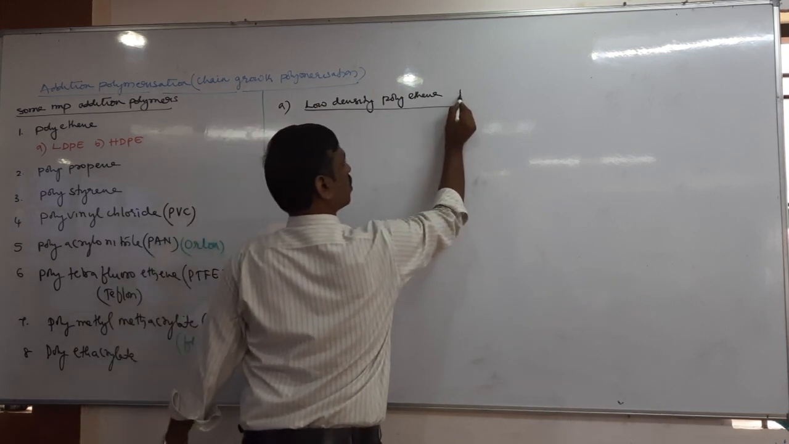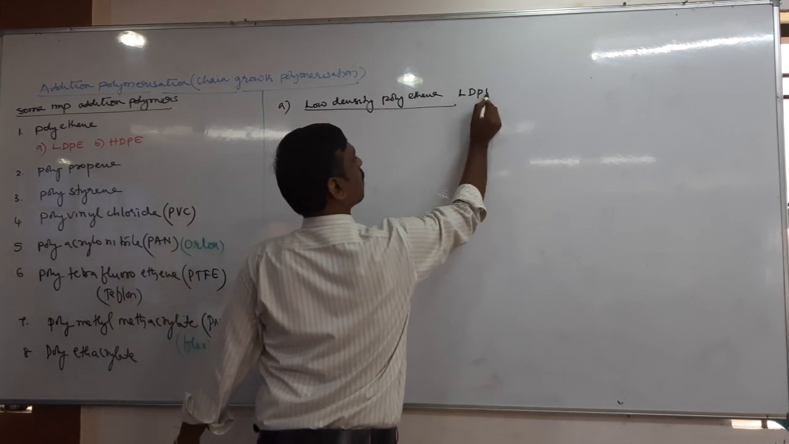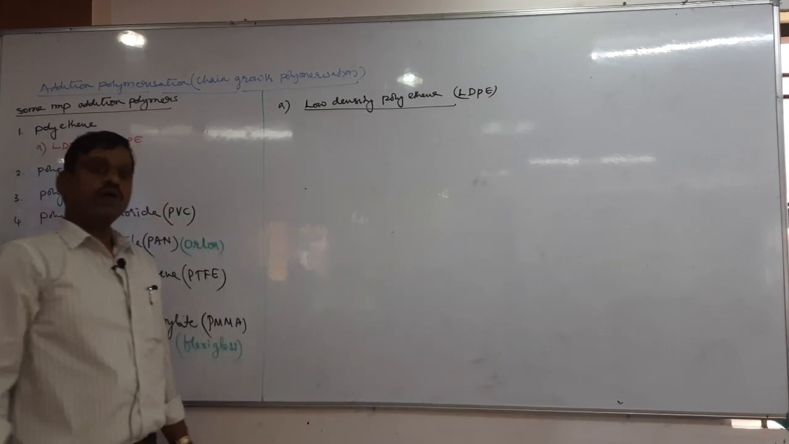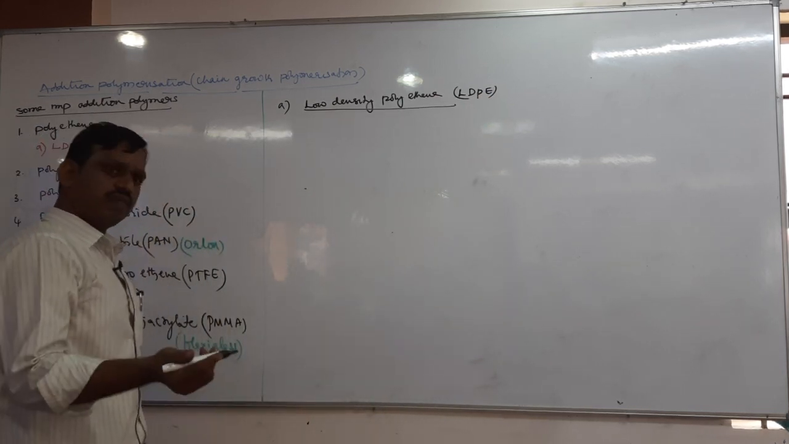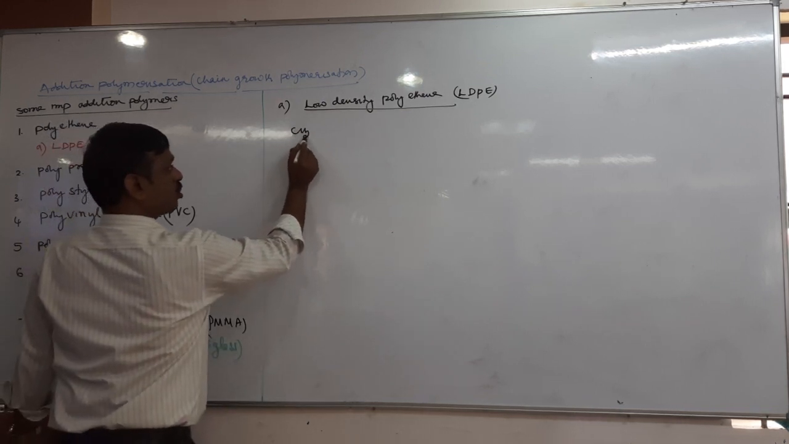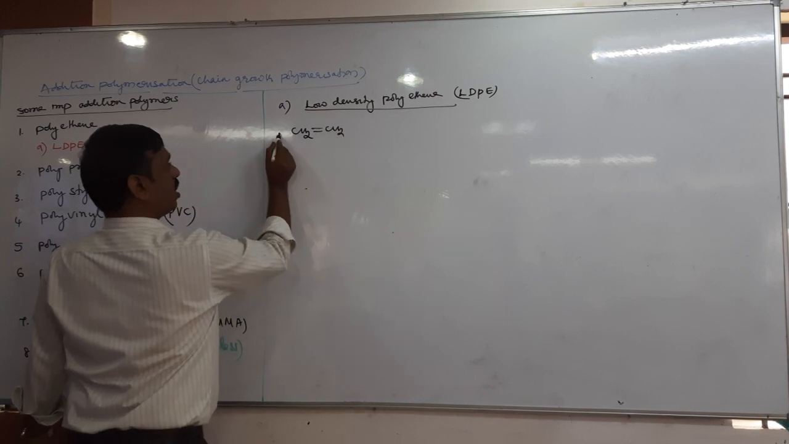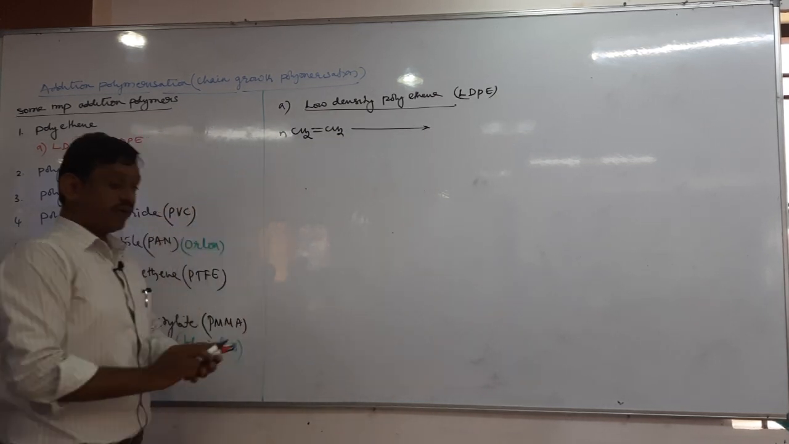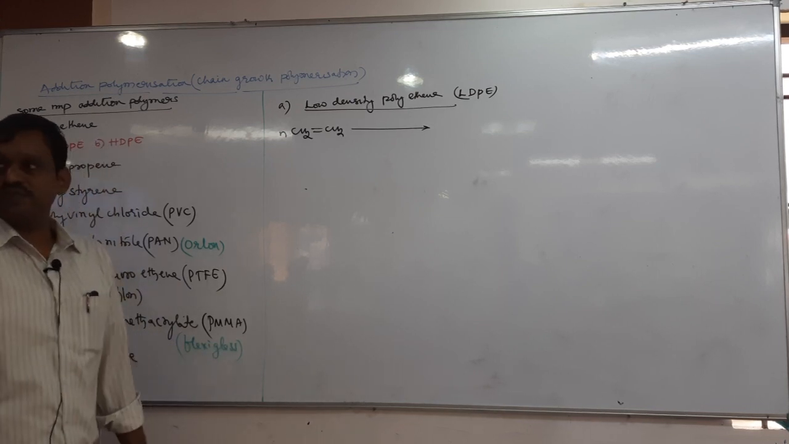It is called LDPE, low density polyethylene. Tell me, how do you prepare low density polyethylene? Nothing but from ethene. So what is the ethene? CH2=CH2, n number of ethene molecules undergo addition polymerization, but the important part is the condition.